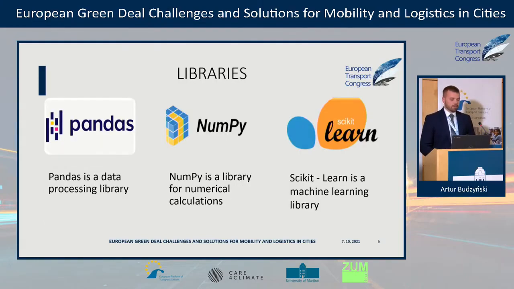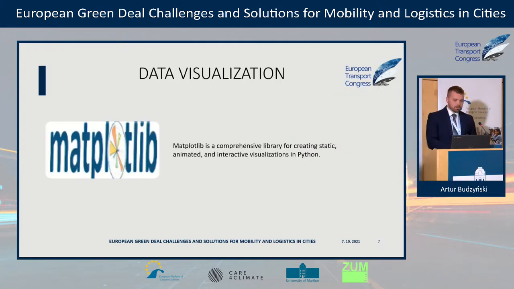Libraries: we use Pandas, a library for data processing. NumPy is for numerical calculations, for example, for checking success metrics. And scikit-learn is for machine learning. As I hear from many practitioners, it is already number one in machine learning. Data visualization is made with the Matplotlib library.